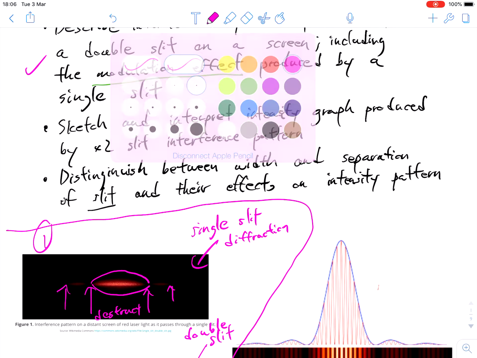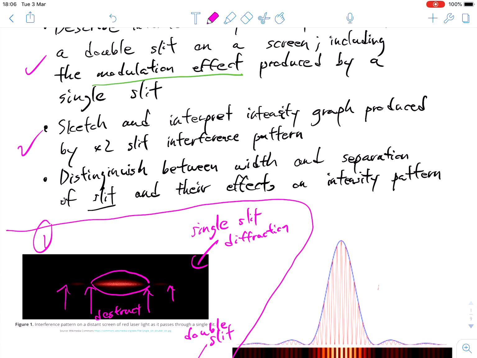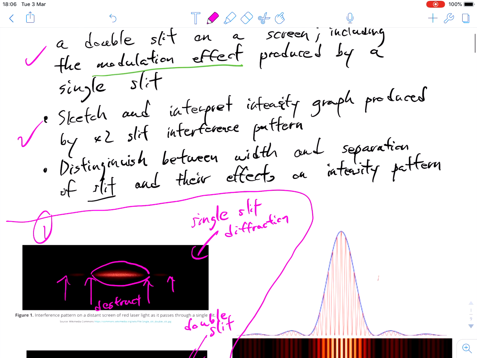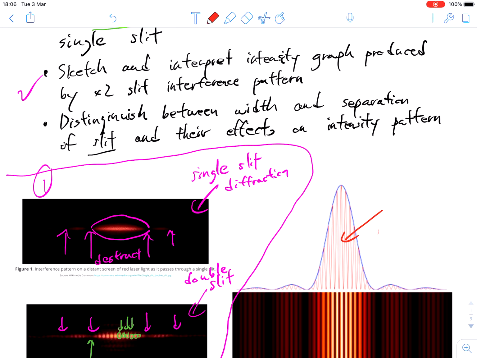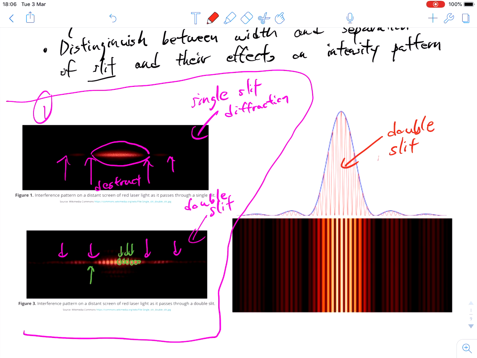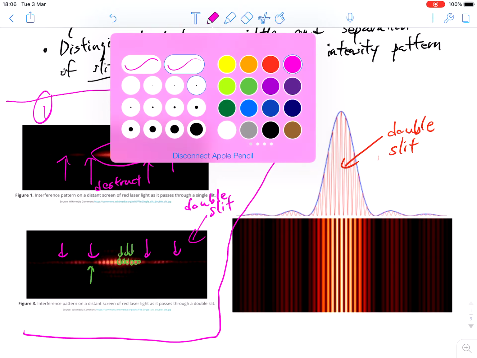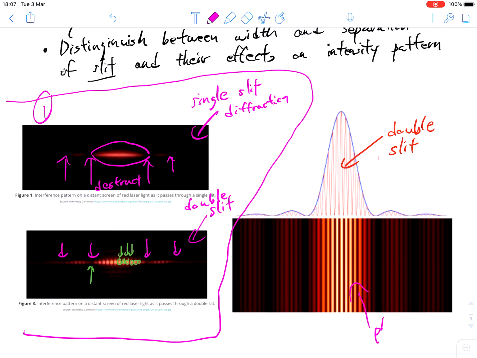Our second learning objective is very similar to our first one, but it looks at it in a graph format: sketch and interpret the intensity graph produced by the double slit. That's actually the part in red in between here. The double slit intensity pattern that is graphed looks like the following. You can see what it physically looks like down here as well. So this is the physical manifestation of that, and here we have the graphical representation of that.